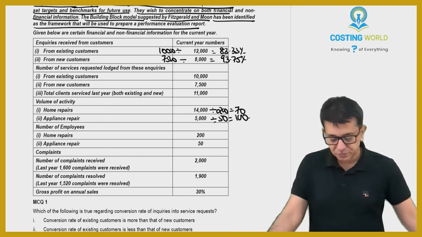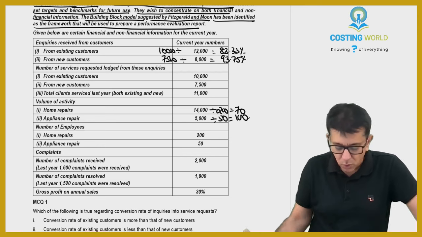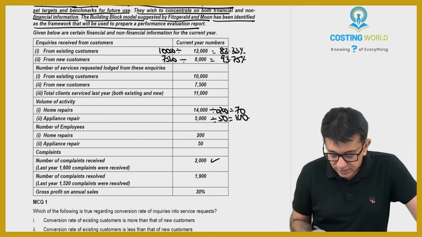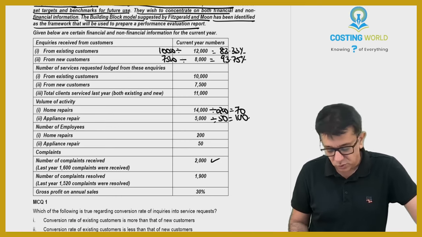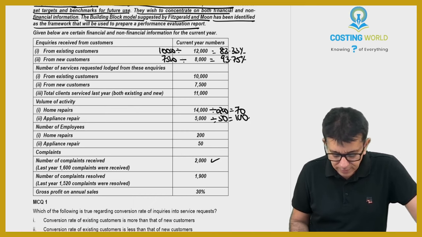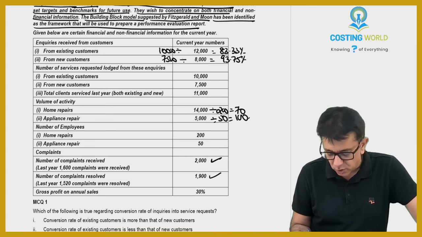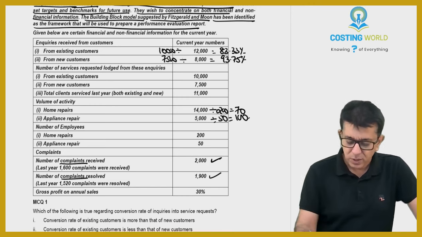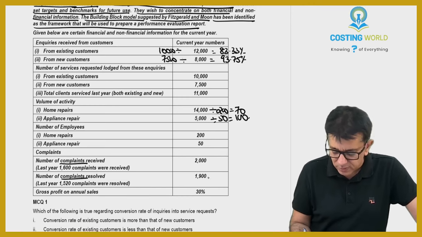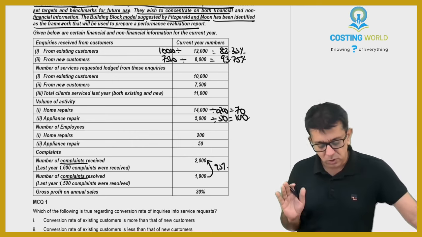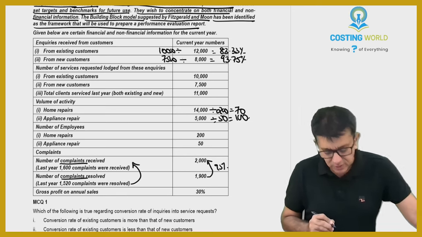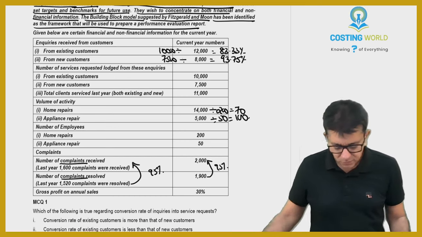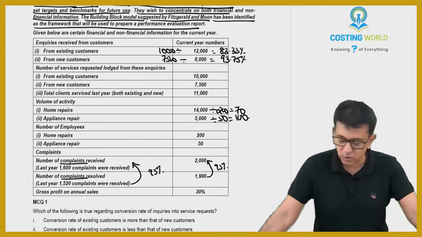Further. Complaints. Number of complaints received: 2000. Last year it was 1600. Number of complaints resolved: 1900. Last year 1520 complaints were resolved. So these are the complaints received and resolved in the current year and last year. Complaints mean these guys did the work, the consumer was not happy, and he complained. So out of 2000 complaints, you resolved 1900. Your ratio is 95%, so you resolve 95% of the complaints. Last year, it was 1520 divided by 1600, which was also 95%. Coincidentally, both are the same. Gross profit on annual sales is 30%, so this is your GP ratio.